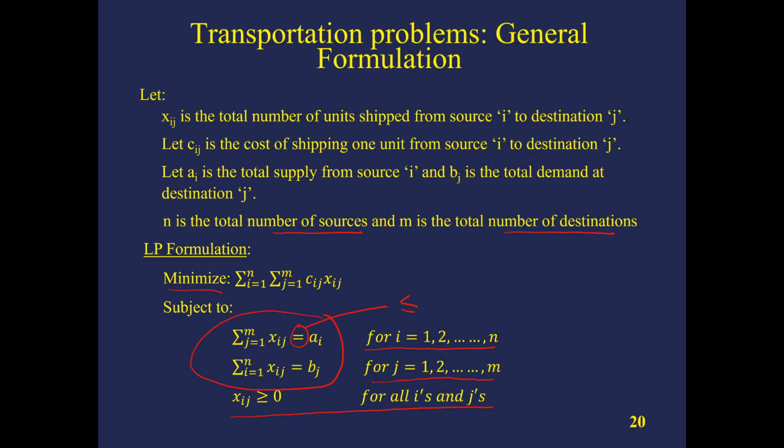If, on the other hand, demand is more, then we will have equality here, but for this one, if demand is more than supply, we will have less than or equal to Bj over here. So that's the general formulation. We will see the particular formulation for the case we have discussed earlier.